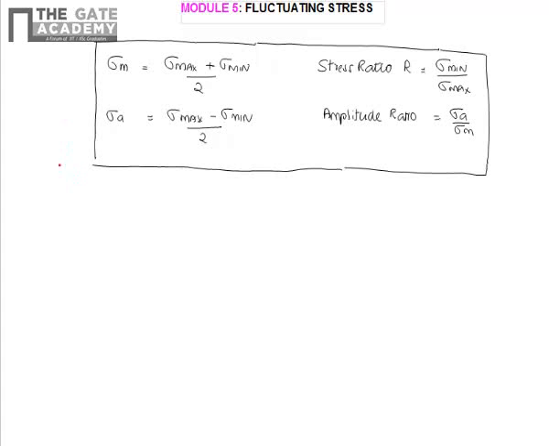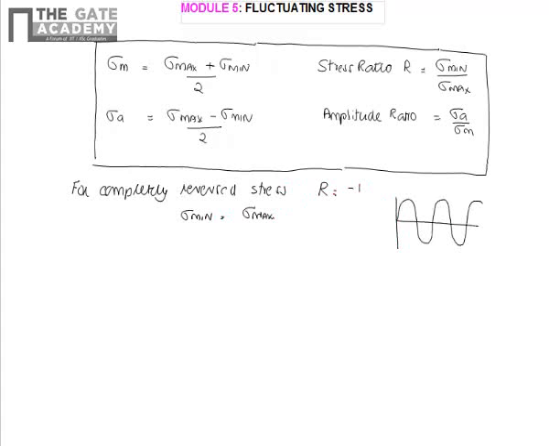Therefore, for a completely reversed loading, for completely reversed stress, we can say R will be minus 1. That is sigma min is equal to minus sigma max, and one is in tension, one is in compression, so it will be something like this. So this is the case where sigma mean is equal to 0. Therefore, for completely reversed stress, we can say sigma m is equal to 0.